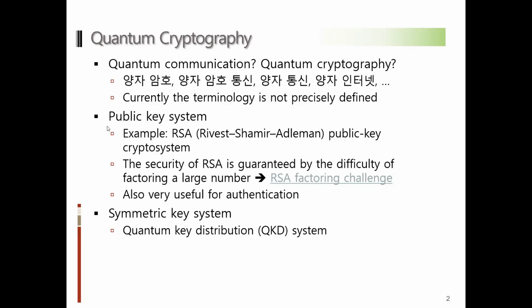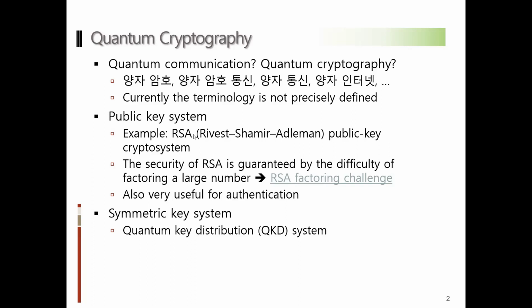And in most cases, whenever you are doing some secret communication, for example online shopping, you have to transmit your information about your credit card or bank account. Then how can you protect your information? The typical method people are using is the public key system. I will explain the public key system in more detail in a later lecture.